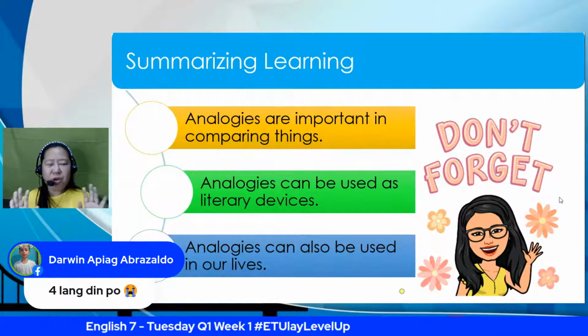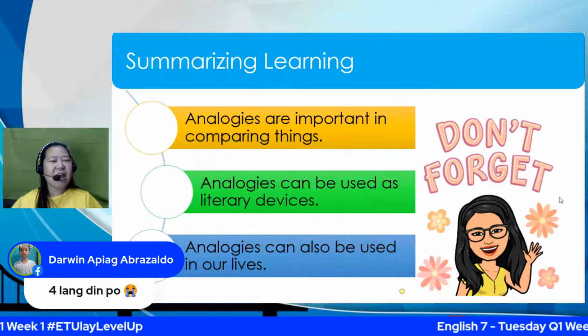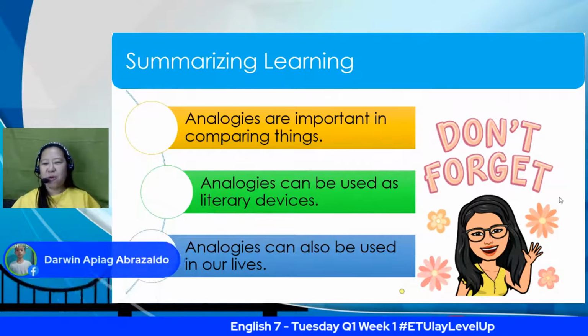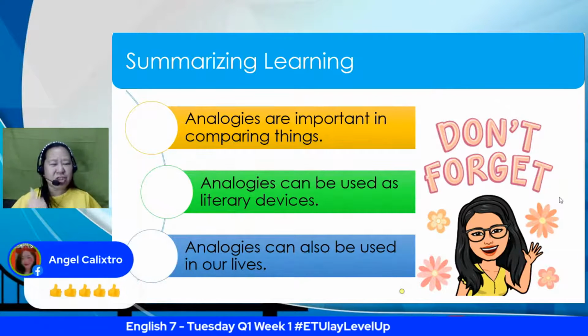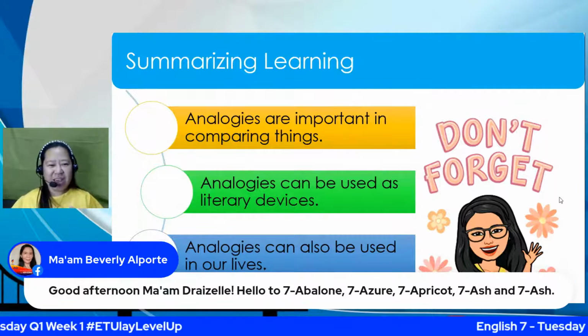Now, Darwin, if you got only a 4, it's okay. You don't have to cry. You don't have to be sad. It's okay. We still have a lot of activities in store for you for this quarter, and I know very well that you can do good in the next activities. Okay? You can have that.